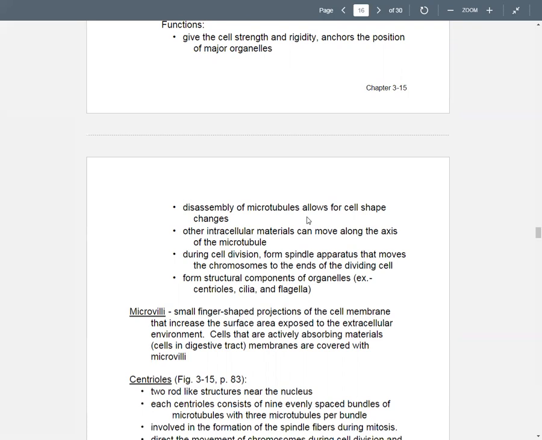All right, so when these microtubules disassemble, it allows for the cell to change shape. We have other intracellular materials that can move along that microtubule. They're also involved in cell division. They help form the spindle apparatus. It helps those chromosomes move to different sides of the cells so they can divide. Also helps in the structure of organelles like cilia, flagella, and centrioles.